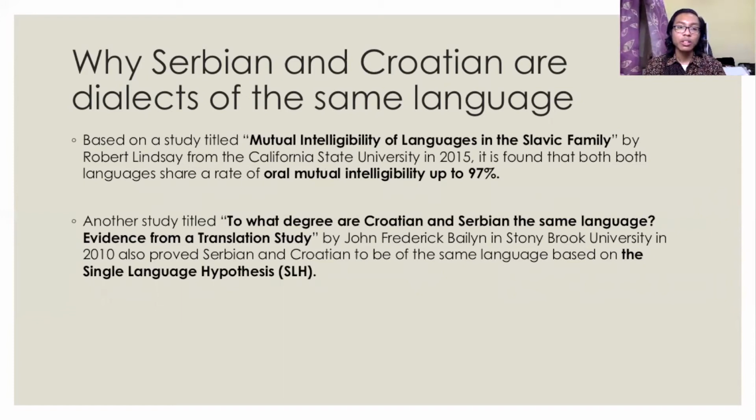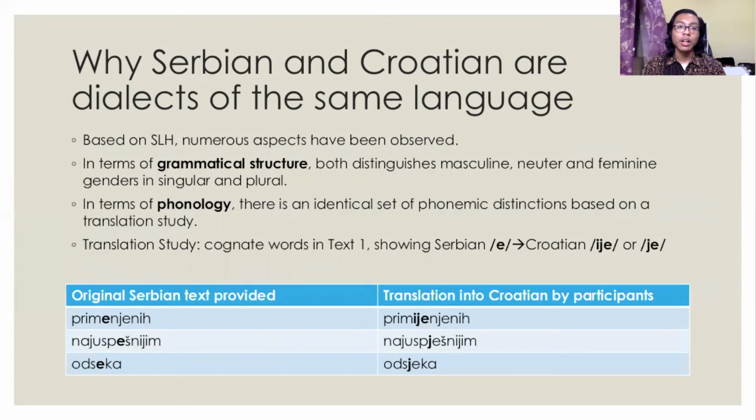There's also another study I will present, titled To What Degree Are Croatian and Serbian the Same Language? Evidence from a translation study by John Frederick Bailyn. And he has proven that Serbian and Croatian are in fact dialects of the same language based on the single language hypothesis, the SLH, which also covers numerous aspects.